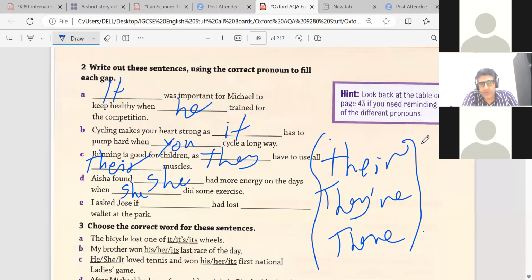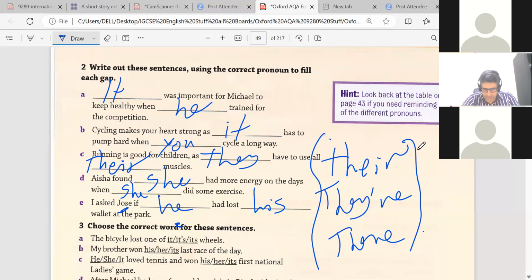I asked Josh if he had lost his wallet at the park. Of course, his, because I asked Josh if he had lost his wallet at the park. Does that make sense? Clear?